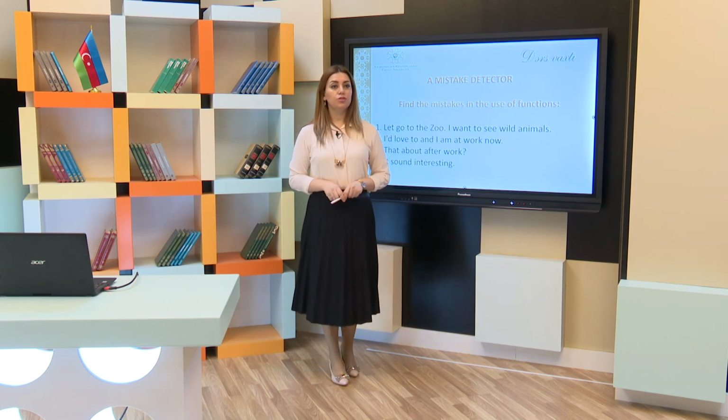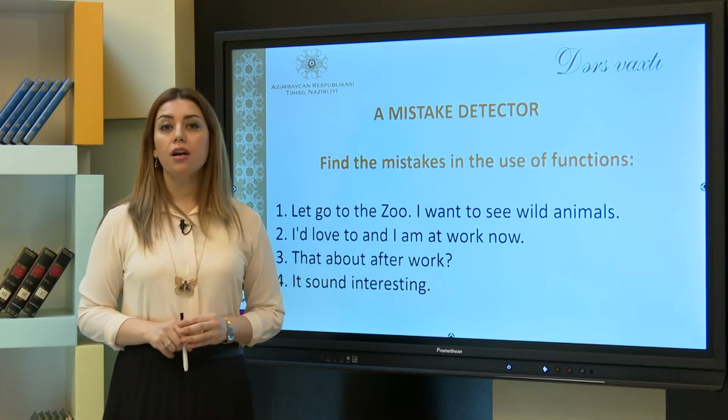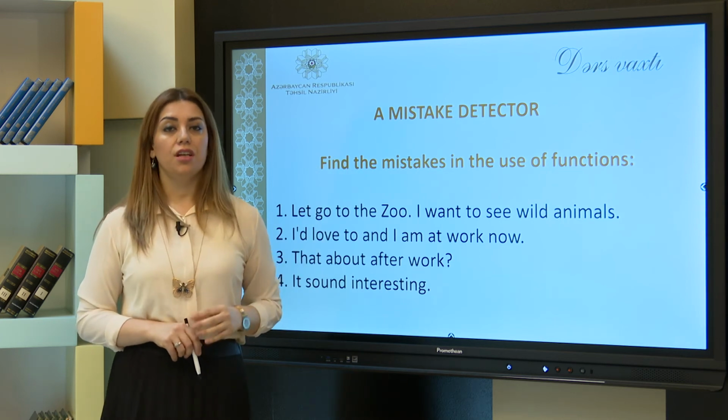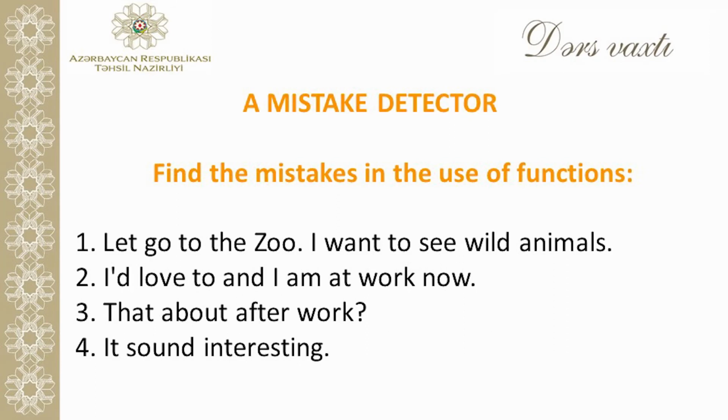Okay, now we are going to do another exercise. In this exercise, we are going to find mistakes. The name of the exercise is a mistake detector. We are going to detect, to identify the mistakes and correct them. Let's look at the first sentence. Let's go to the zoo. I want to see wild animals.